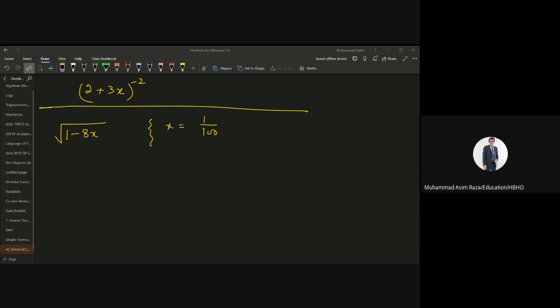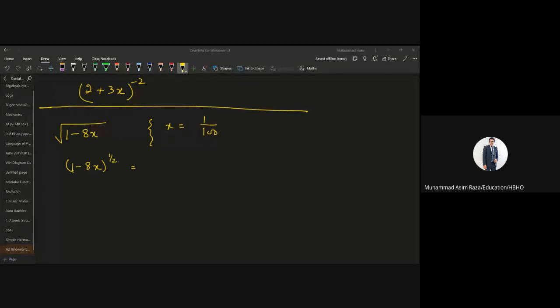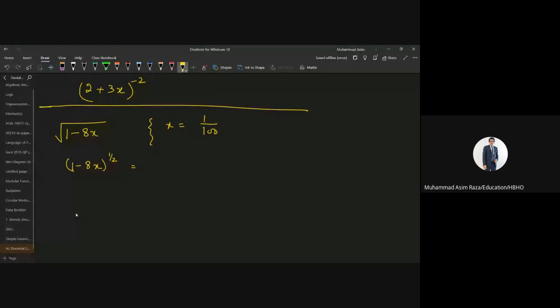Okay, let's do it. We have here (1 minus 8x) raised to the power of 1 over 2, right? One way to do this type of question is to first expand it up to three or four terms, and then put the value of x into it. Another way is to put in the values first and then expand. But I think it's good to use the formula.